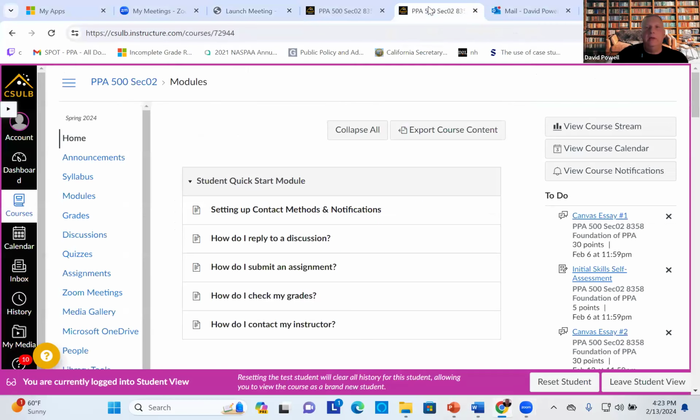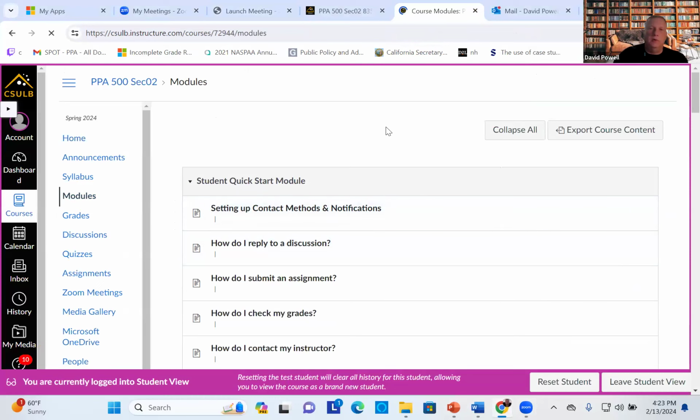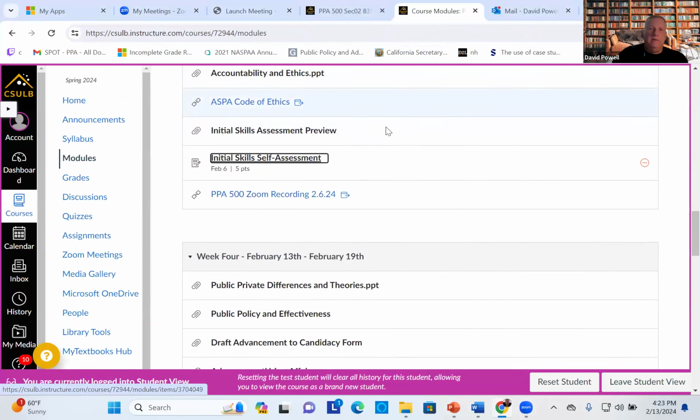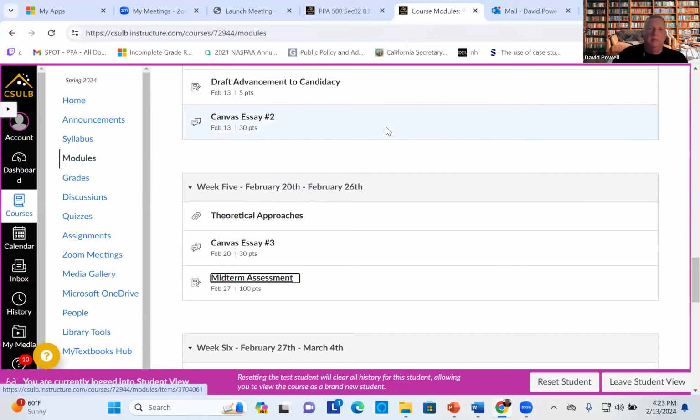So let's go into our section here, PPA 500 section 2. I put this in student view. That's why there's that obnoxious purple little thing on the bottom. That just reminds me it's in student view. But when you go in, just go into modules. When you go into the modules, just scroll on down. And if you go down to module number 5, you'll see the midterm assessment is published right here.